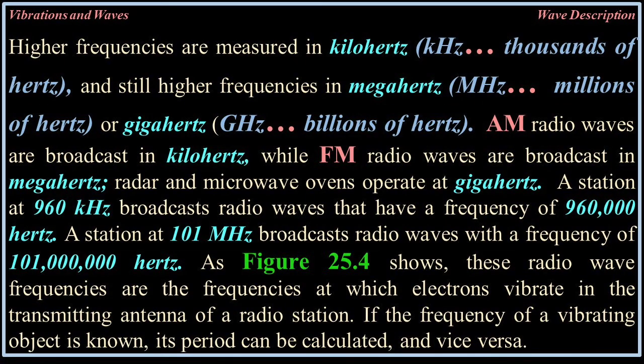Higher frequencies are measured in kilohertz, kHz, thousands of hertz, and still higher frequencies in megahertz, MHz, millions of hertz, or gigahertz, GHz, billions of hertz. AM radio waves are broadcast in kilohertz, while FM radio waves are broadcast in megahertz. Radar and microwave ovens operate at gigahertz. A station of 960 kilohertz broadcasts radio waves that have a frequency of 960,000 hertz. A station at 101 megahertz broadcasts radio waves with a frequency of 101 million hertz.